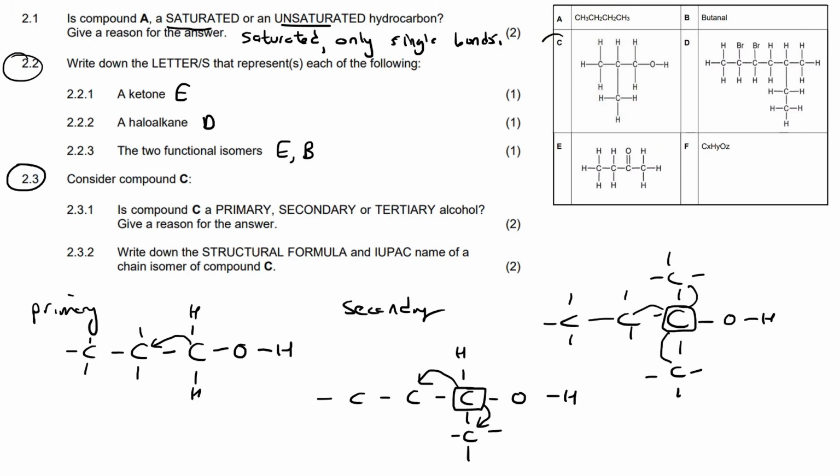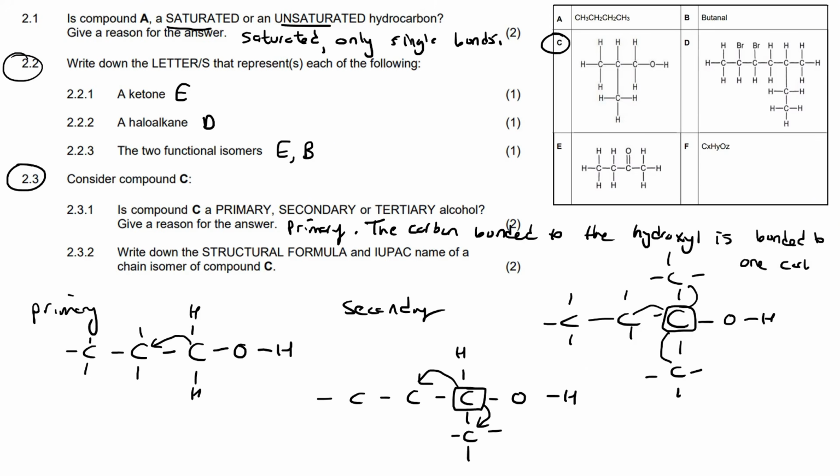Okay, so now we come back to this one. Have a look at the carbon that has the OH. There it is. How many carbons is that one touching? Only 1. Hence, it's a primary. And the reason for that is that the carbon bonded to the hydroxyl, the OH, is bonded to 1 carbon atom.